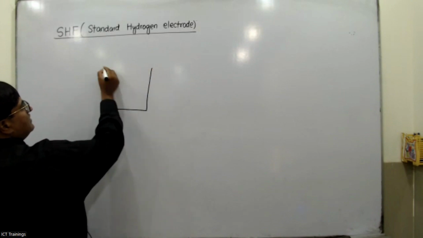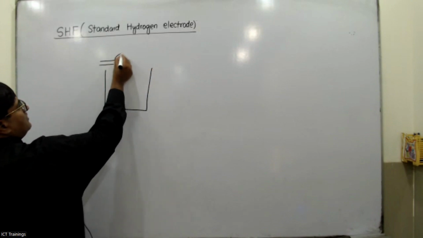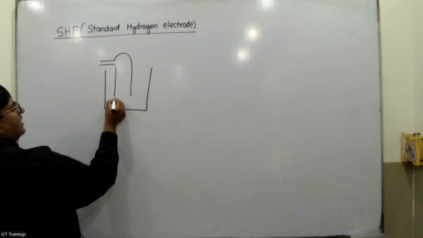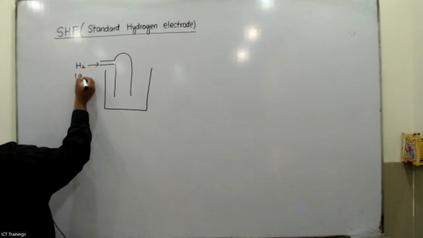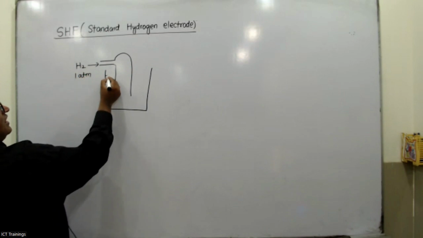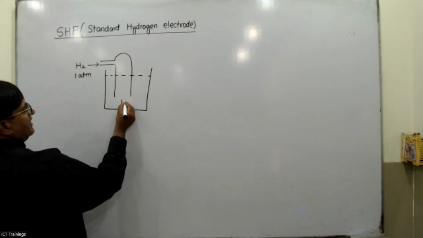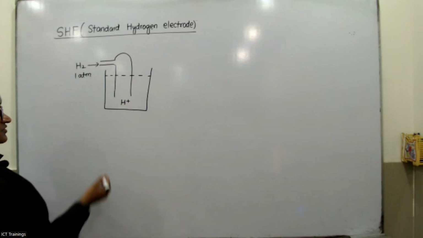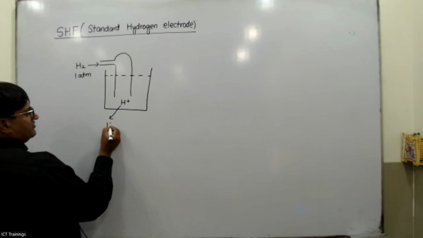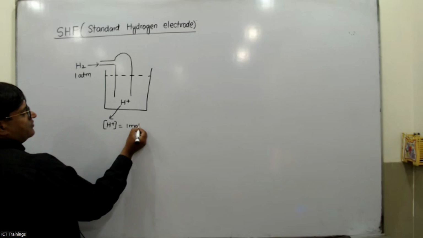So what we did, we made the hydrogen electrode and provided the standard conditions. So this is the beaker. We take the hydrogen gas in it through a tube, at 1 atm pressure, and we have the solution containing H positive ions, which come from the acid. The concentration of hydrogen ions is 1 mole per dm cube.